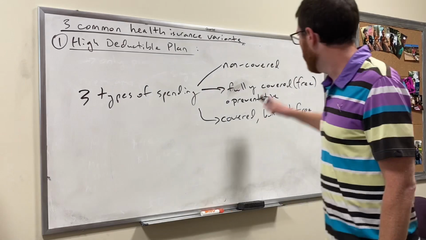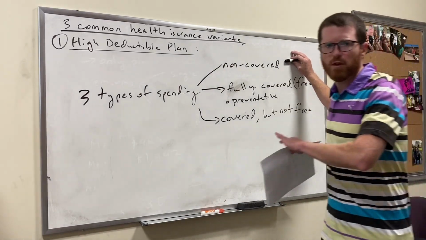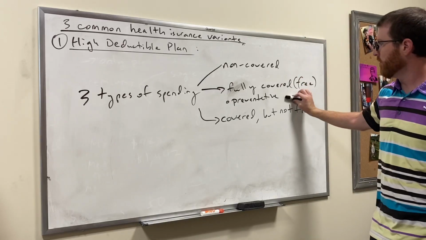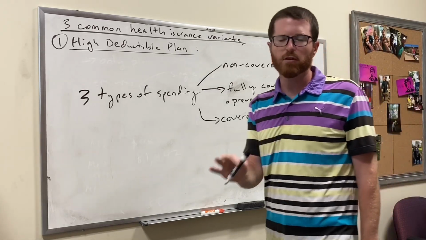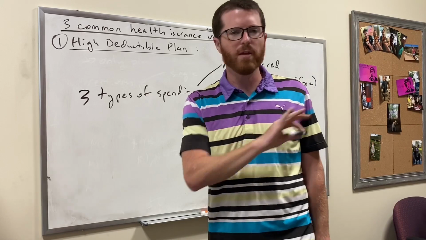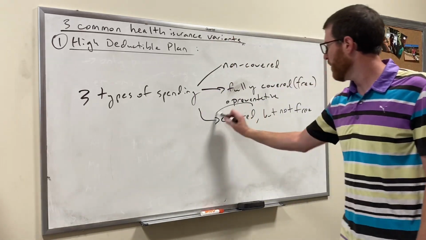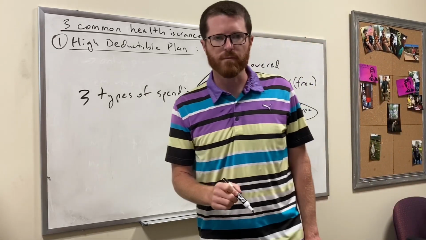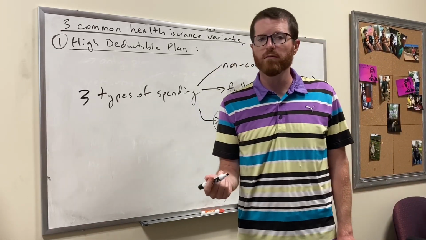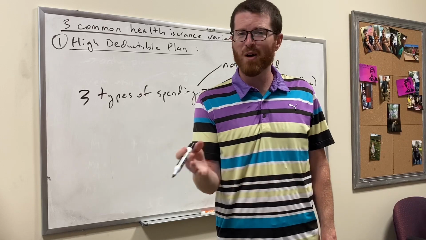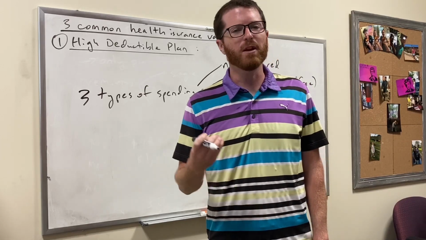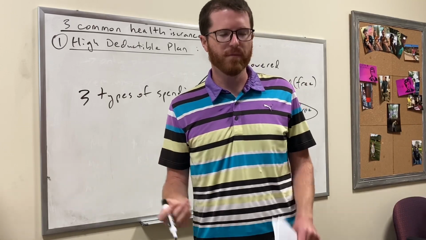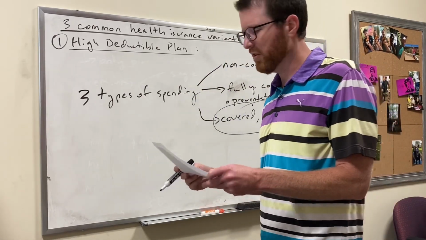So again, there's non-covered expenses, irrelevant in regards to health insurance. They don't help at all. There's fully covered expenses, a few things here. Maybe you get your yearly checkup every year. Your insurer will just pay for that completely. And then most expenses are going to fall into this category where they're covered, but they're not free. So you might have to pay all of it or none of it or some percentage in between depending on where you are in regards to the deductible and the out-of-pocket maximum, okay? And that's where things get a little bit messy.